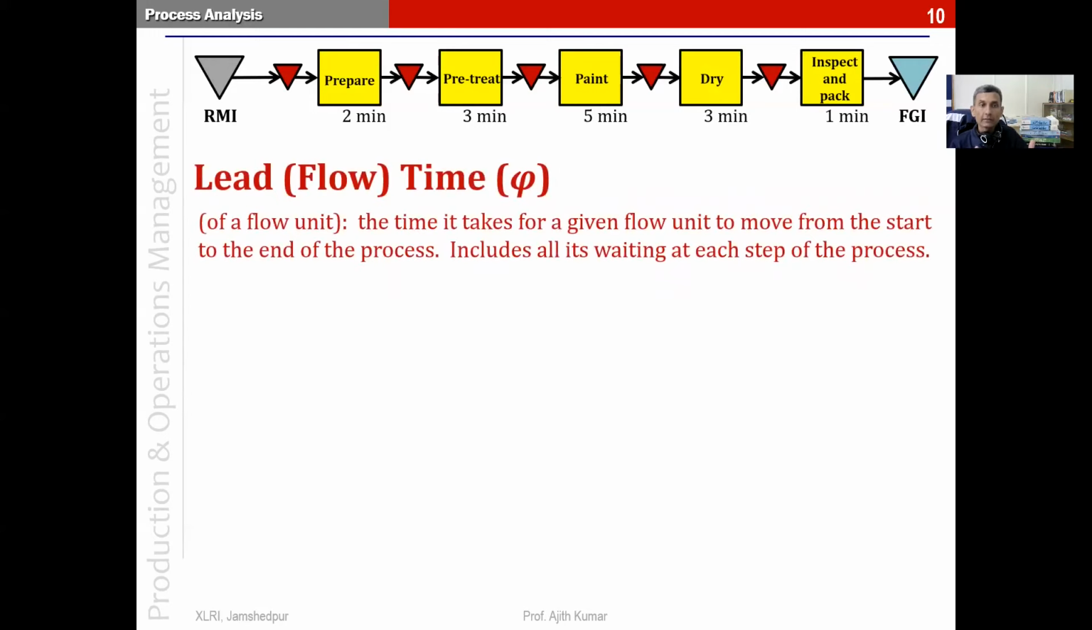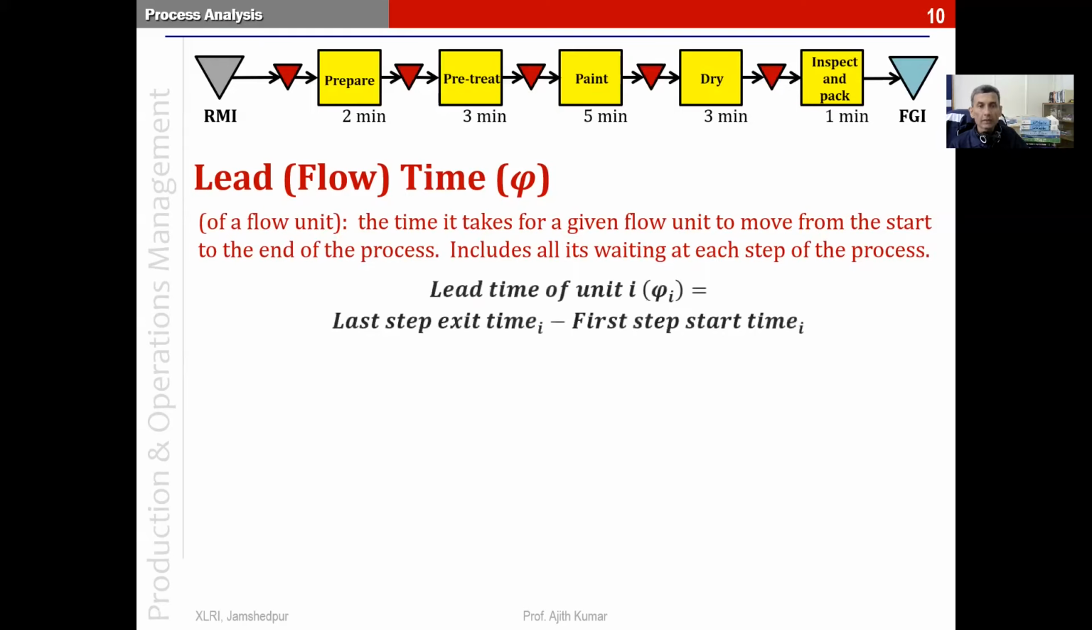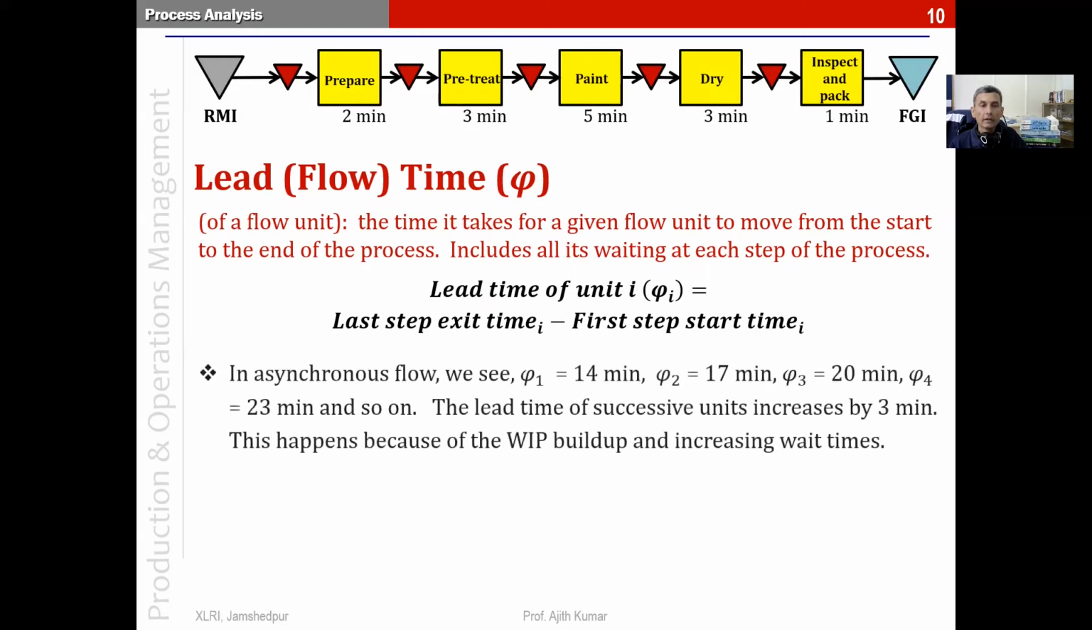And the second aspect is in the lead time or the flow time. The lead time is also called the flow time. It's denoted by the symbol phi. And this refers to the time it takes for a given flow unit to move from the start to the end of the process. And it includes all the waiting at each step of the process. You can say mathematically that it can be expressed this way. Lead time of unit i, phi i, is the last step exit time of i minus the first step start time of i. In the asynchronous flow example, we saw that phi 1 was 14 minutes, phi 2 was 17 minutes, phi 3 was 20 minutes, phi 4 is 23 minutes, and so on.